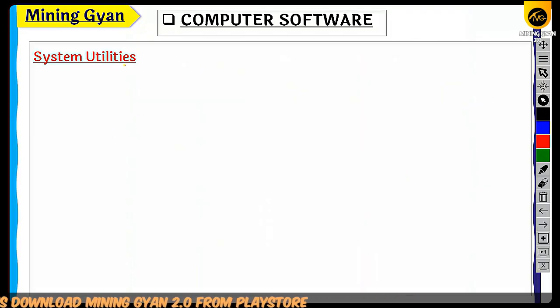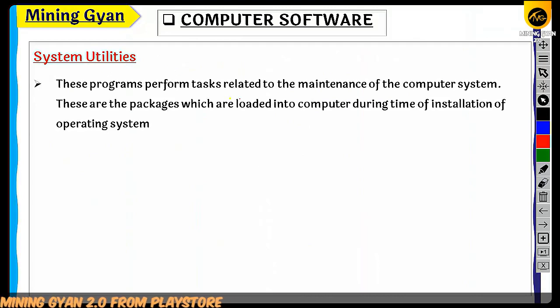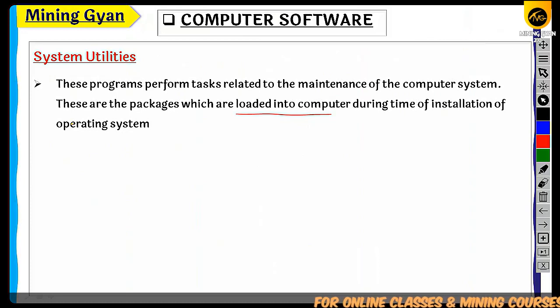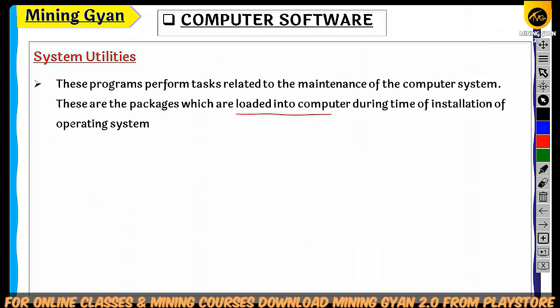Okay, so system utilities. These programs perform tasks related to the maintenance of the computer system. These are the packages which are loaded into the computer during the installation of the operating system. So basically the system utilities are the part of the operating system which is used for the maintenance of the computer system. Whatever operating system we have installed on a computer system, for its maintenance we install or load some other type of software along with it, inbuilt, during the installation of the operating system, that also belongs to the type of softwares.